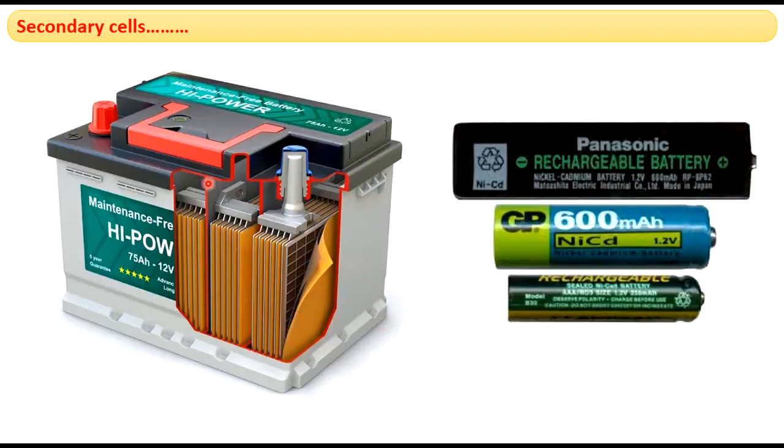We can see in the picture, this is a lead acid battery, an example of acid storage battery. So this is one terminal, negative terminal, this is the positive terminal. This is lead acid battery, and these are nickel cadmium batteries.